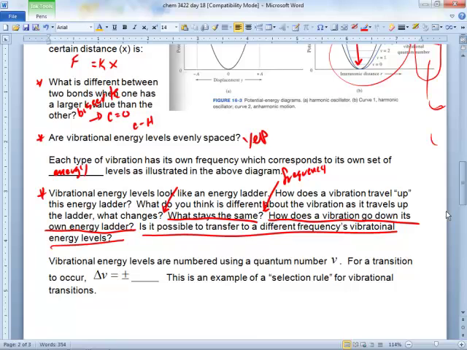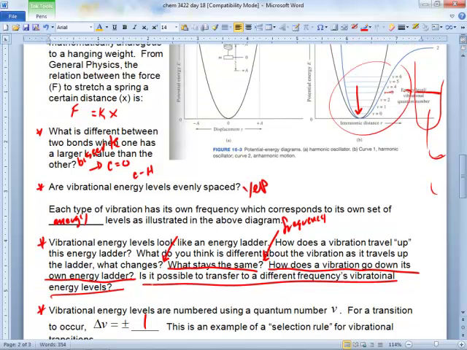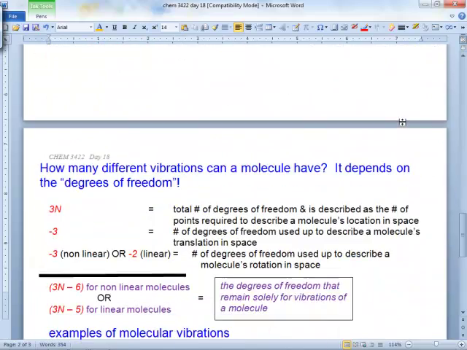Oh, where are we at? Vibrational energy levels are numbered between a constant and the transition... Yeah, good guess. Right? Okay. You just told me this. And that's an example of a selection rule for vibrational transitions. So the one that we drew here, is that an allowed transition, Randy? Is this an allowed transition? No. It's not going to happen. It's not allowed.